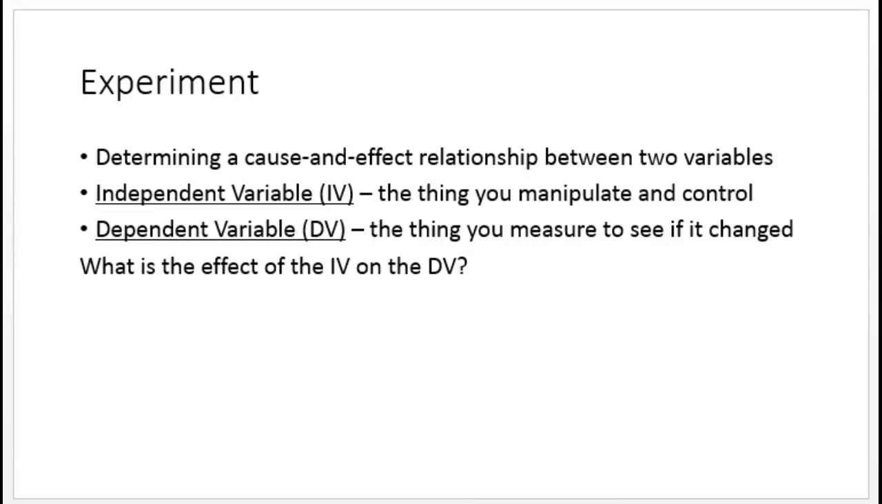But you're not controlling that change. You know, it could just be coincidental. With an experiment, you're in control. So you have an independent variable, which is something that you manipulate and control, and then you have a dependent variable, which is the thing that you measure to see if it changed as a result of your manipulation. So you're trying to see what is the effect of the independent variable on the dependent variable.